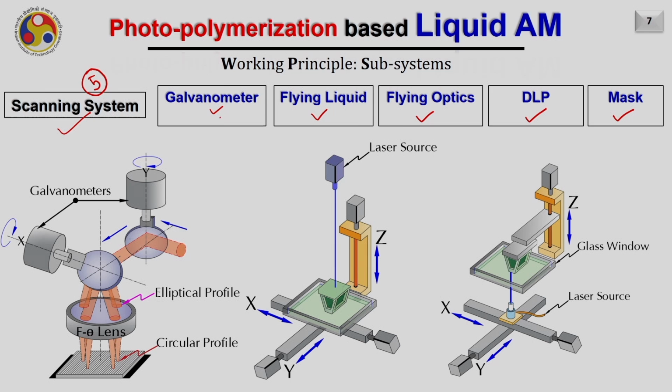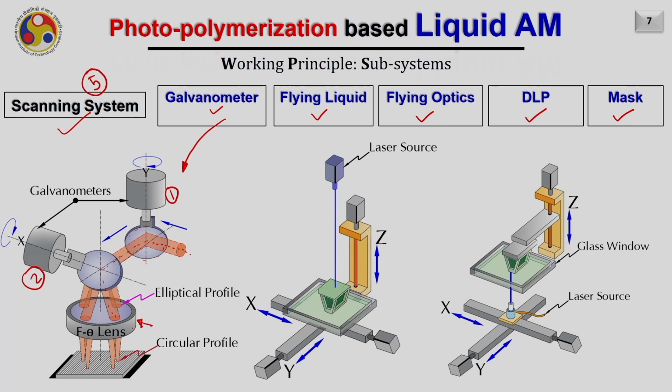What is galvanometer? So galvanometer is nothing but an arrangement of two mirrors orthogonal to each other. As you can see, this is mirror 1 and this is mirror 2. A laser beam is coming from here. When it strikes on the mirror, it gets deflected and it falls onto the other mirror. Again, it strikes on this mirror and falls down onto the bed, or another lens for correction in between if required.